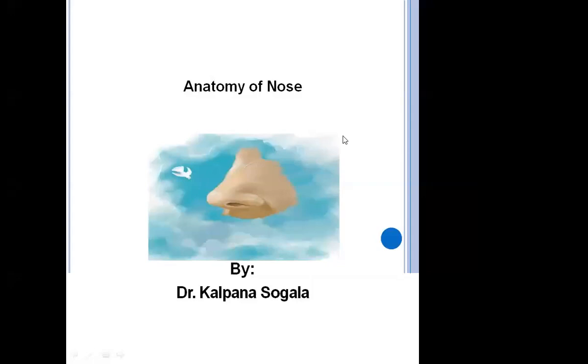Good morning, all. Today we are going to discuss the nose. In the last class we discussed the temporomandibular joint. Any doubts regarding the temporomandibular joint? Okay. Can we proceed to the nose? Yes or no?